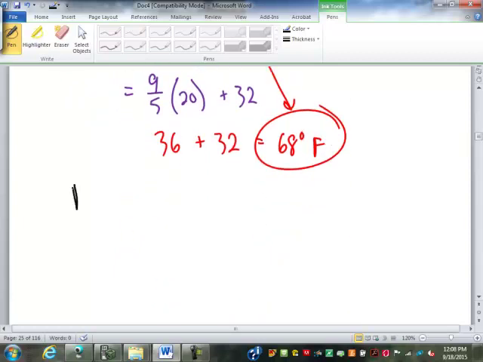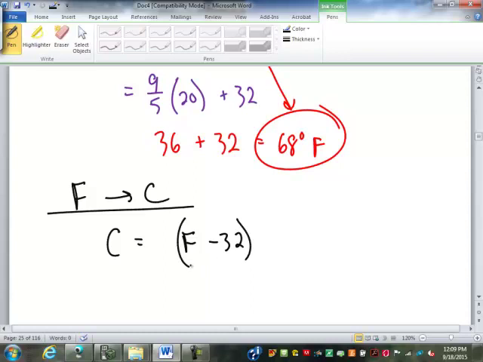If I want to go from Fahrenheit into Celsius, our Celsius temperature is equal to our Fahrenheit temperature, subtract 32 degrees from it, and then multiply that difference by 5/9.